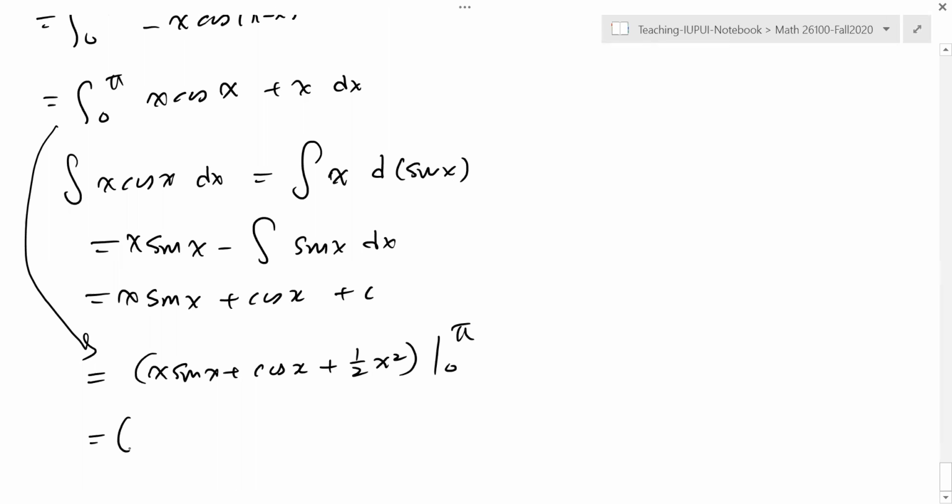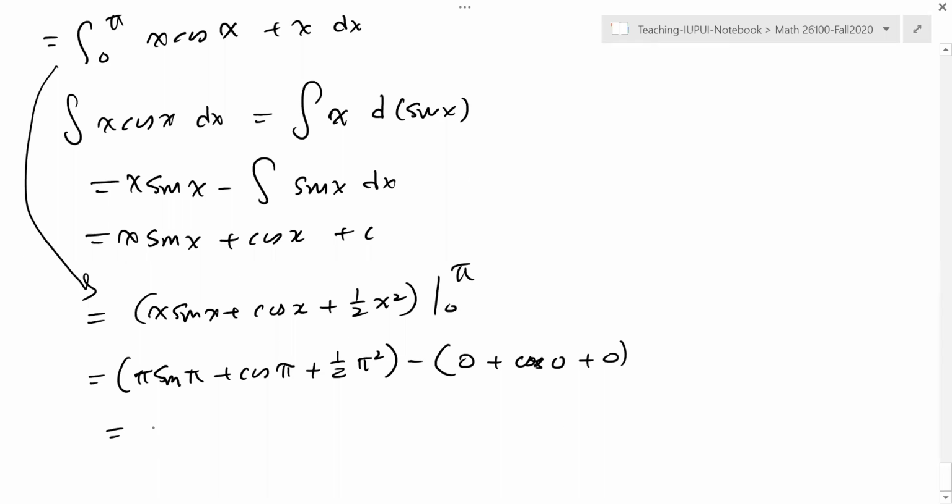When you plug them in, sine pi is 0 and cosine pi is -1, minus 0 times sine 0 plus cosine 0 plus 0. So that will be -1 plus half of pi squared minus 1. I should get pi squared over 2 minus 2. Anyway, this is the answer. It's a little bit complicated.